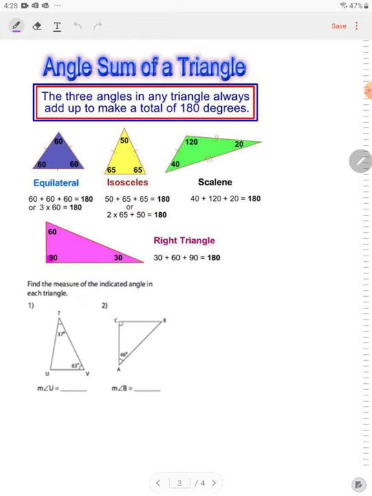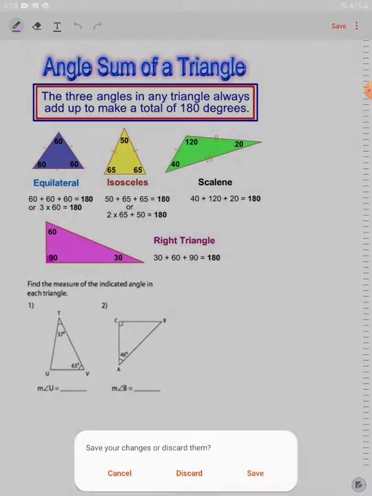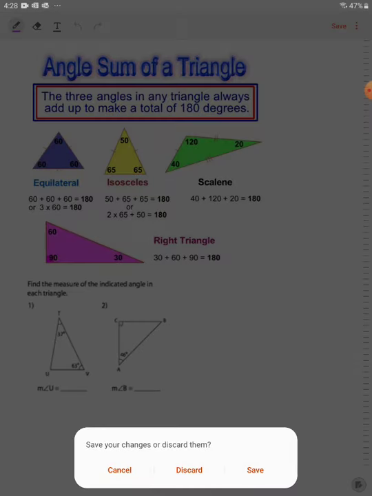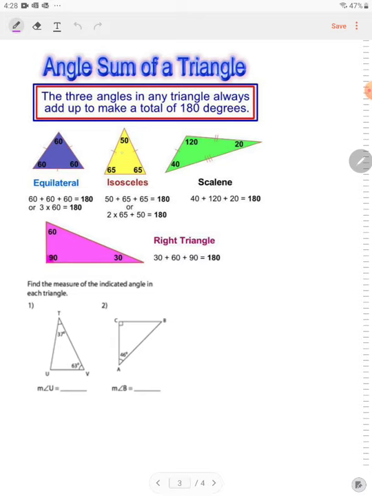Now, we have the angle sum theorem that says the three angles in any triangle always add up to a total of 180 degrees. If you notice the first triangle there that's purple is called equilateral. That means all three sides are equal. So equilateral has three equal sides. Isosceles has two equal sides, and a scalene triangle has no equal sides. Your right triangle has a 90-degree angle there. And if you add up your angles, 30 plus 60 plus 90 is 180.